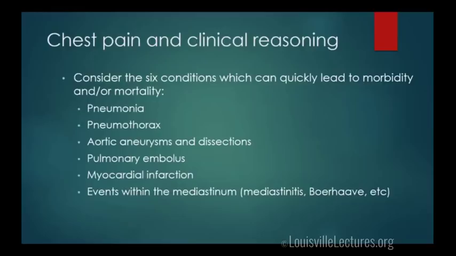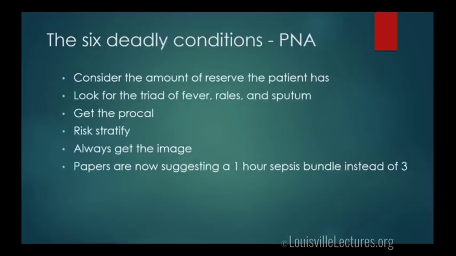So with chest pain and clinical reasoning, you need to consider the 6 conditions that quickly lead to morbidity and mortality. And we've all covered these. We all list these, but I'm just going to go over some clinical pearls that can help as you're going through these 6. First off, for pneumonia, it's very important to consider the amount of reserve the patient has.